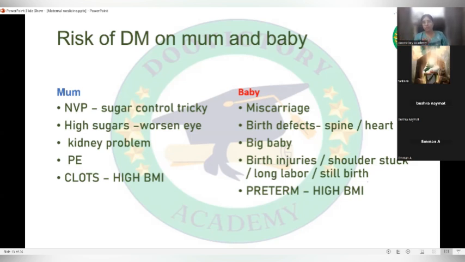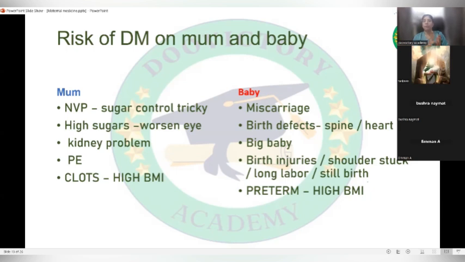We will advise you to come very regularly for follow-ups during this pregnancy. There will be some serial scans offered to you due to the diabetes. Apart from that, due to the high BMI, which may make the abdominal examination difficult, we will be doing more ultrasound examinations.